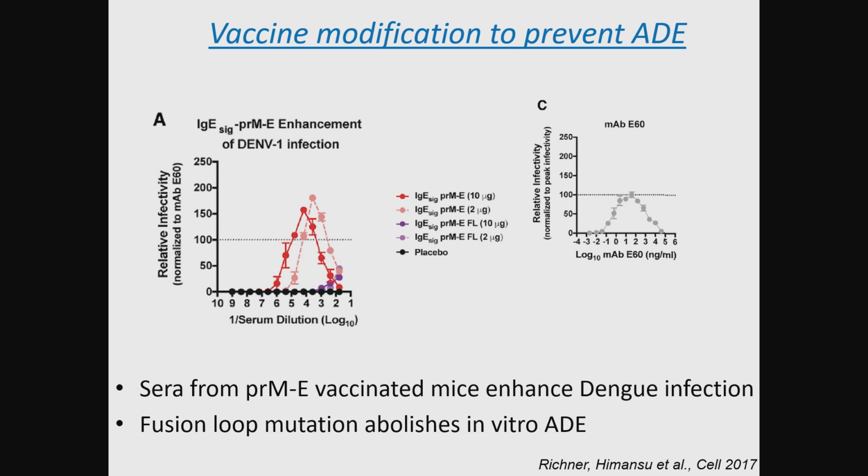And then at high levels of the antibody, we're sufficiently coating the viral surface and neutralizing the virus. We do not see this enhancement with the serum from our fusion loop vaccinated mice. So the fusion loop mutation is abolishing the in vitro antibody dependent enhancement activity. And importantly, I think this data shows that the wild type vaccinated mice can lead to dengue enhancement.